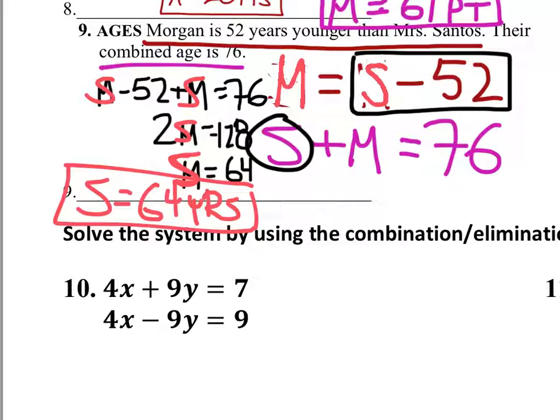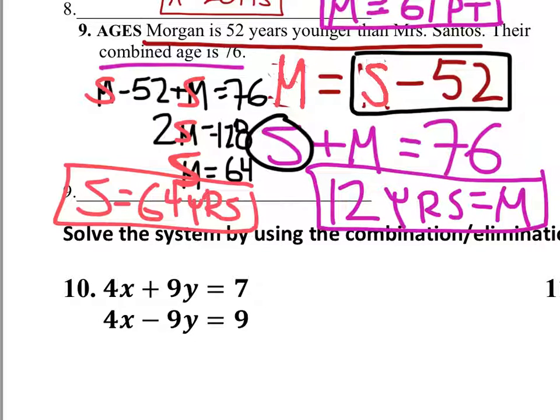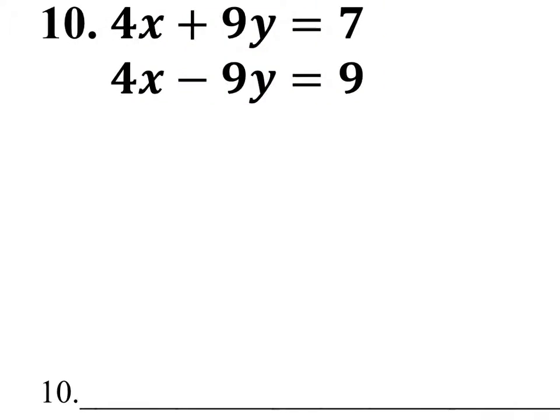All right, well, thank you for that. Very good. And then Morgan is 12. Morgan is going to be 64 minus 52, which is actually 12 years. You can check: 64 plus 12 is 76. Checked. Right. So what type of strategy will we use on number 10?